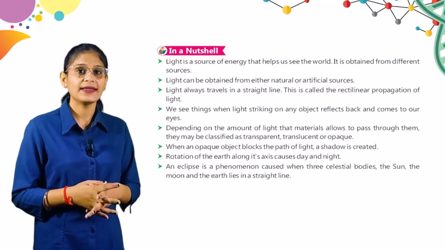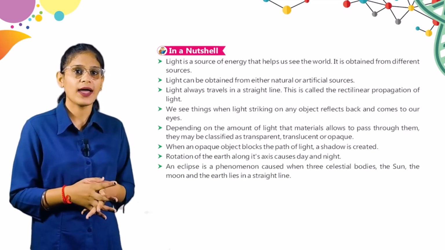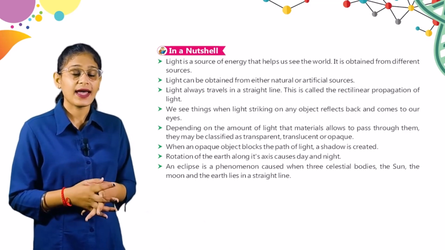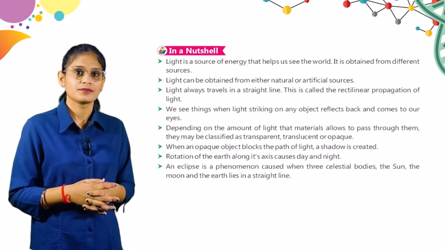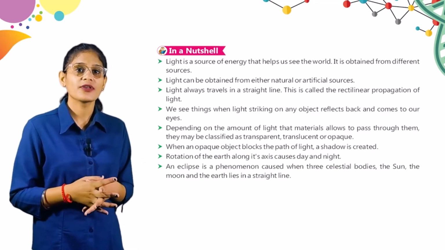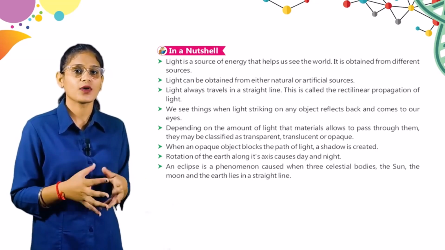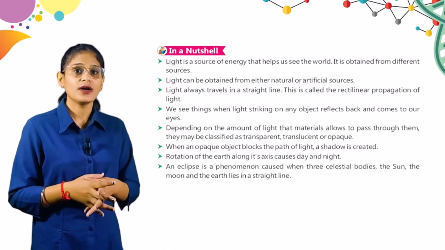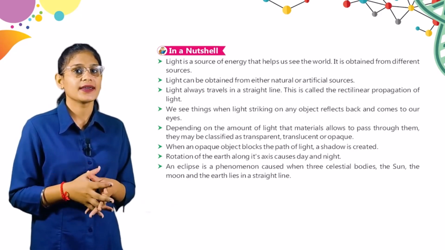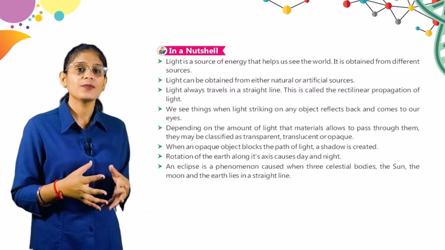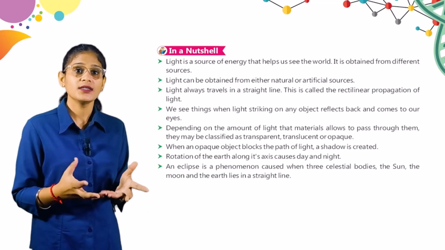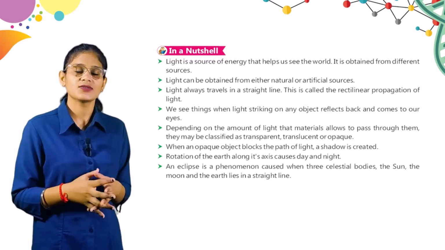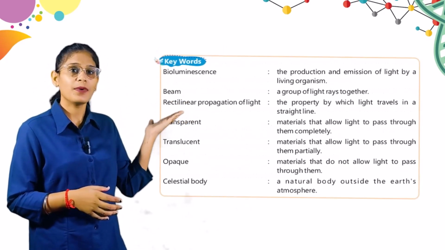Depending on the amount of light that materials allow to pass through them, they may be classified as transparent, translucent or opaque. When an opaque object blocks the path of light, a shadow is created. Rotation of Earth along its axis causes day and night. An eclipse is a phenomenon caused when three celestial bodies, the Sun, the Moon and the Earth, lie in a straight line. Here we have some keywords.